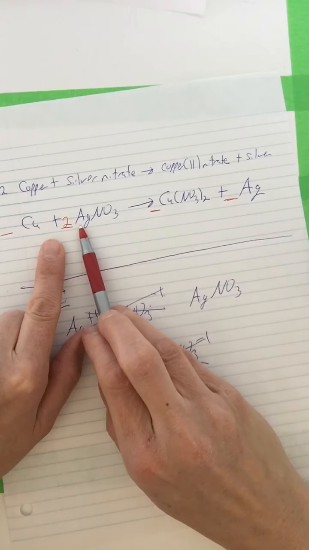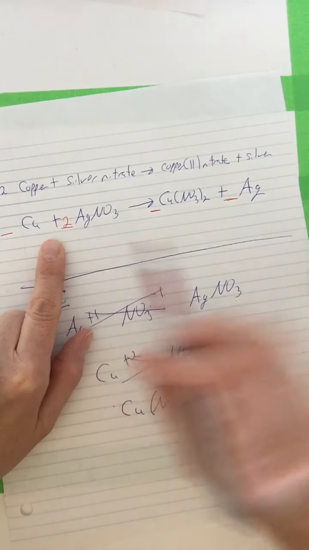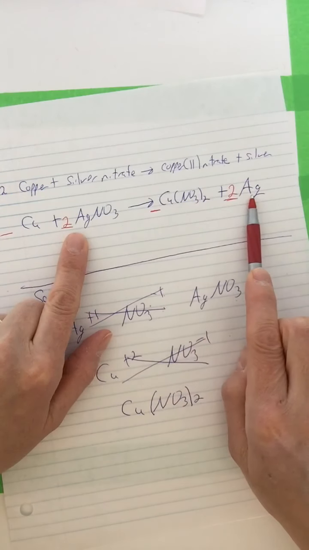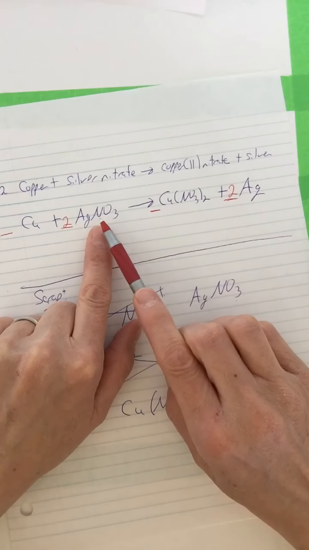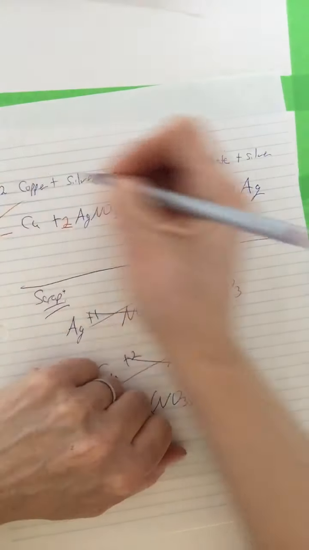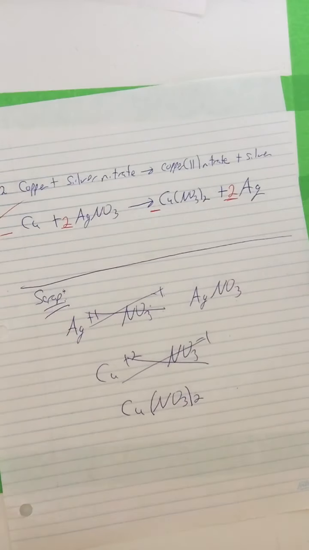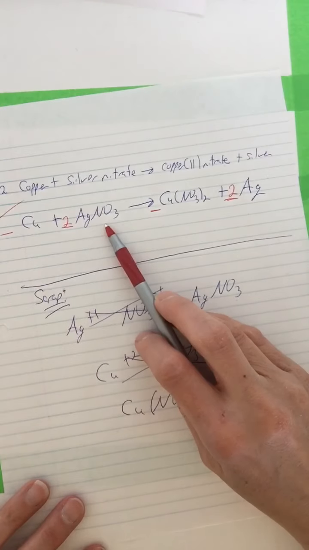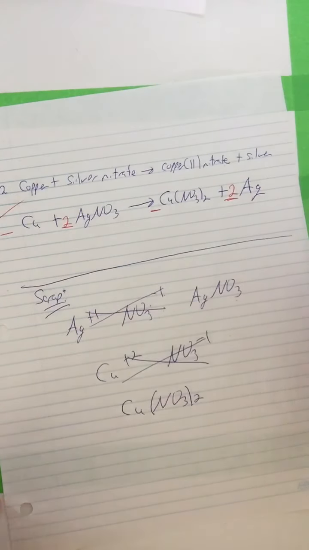Well, that changed my silver. Now I've got 2 silvers, so I put a 2 out front here. Now I'm balanced. 1 copper, 1 copper. 2 silver, 2 silver. 2 nitrates, 2 nitrates. Perfect. It's perfectly balanced and written all the right way. You don't have to balance on today's sheet, but eventually, by Friday, you'll be putting this all together, so you might as well see me do it. Okay, that was one question.